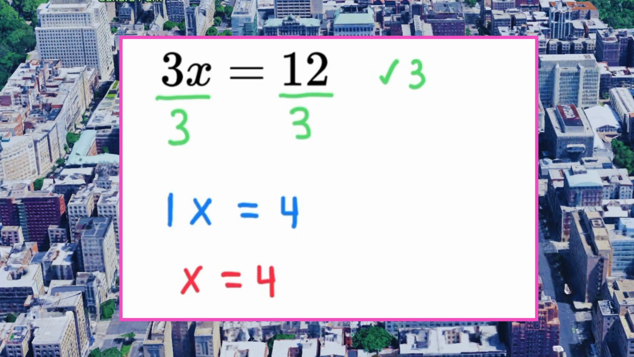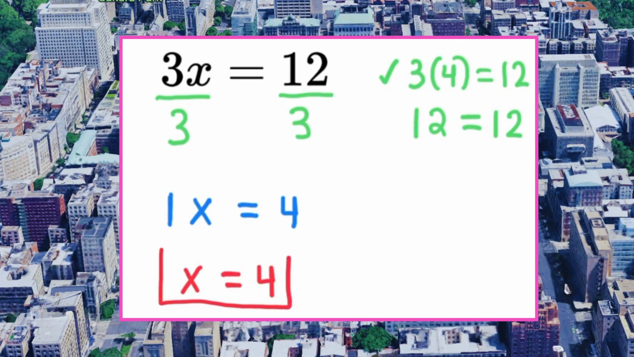3 times 4 equals 12. Again, notice how I've substituted x with my solution of 4. 3 times 4 is 12, and 12 equals 12 is a true statement. Therefore, I know that my solution is correct. I'll put a box around my solution x equals 4 to indicate that this is my final answer.